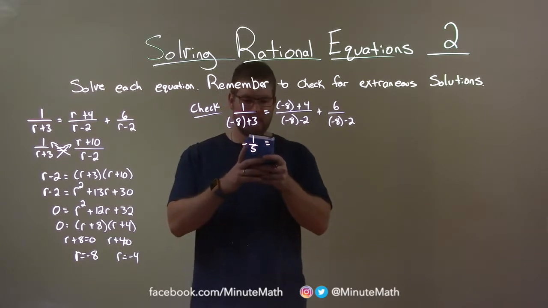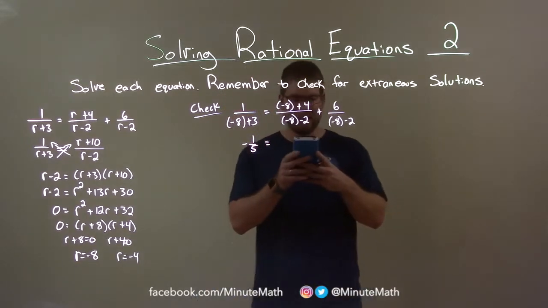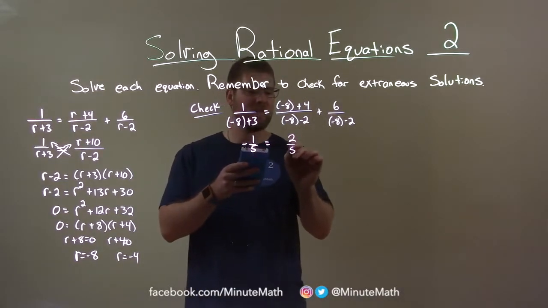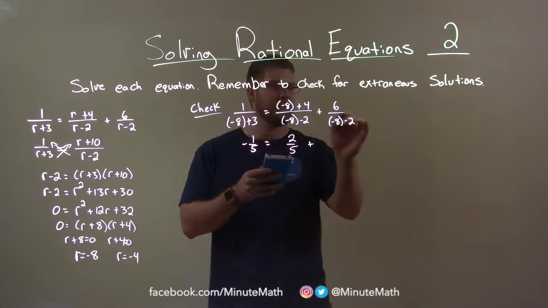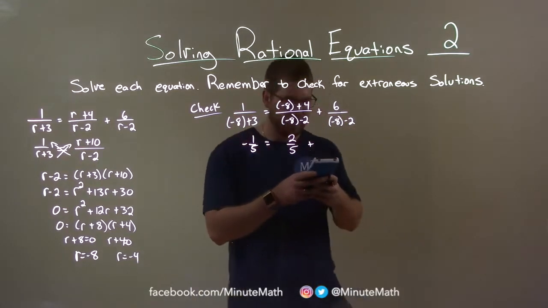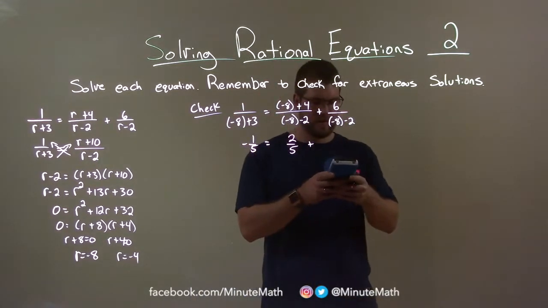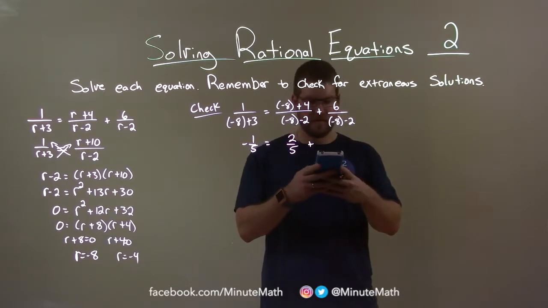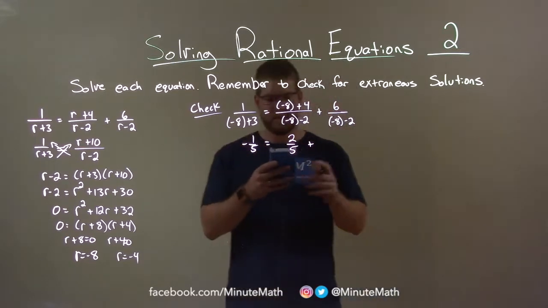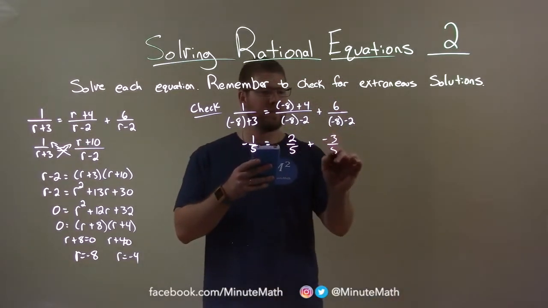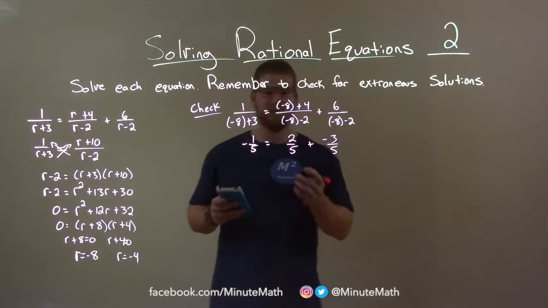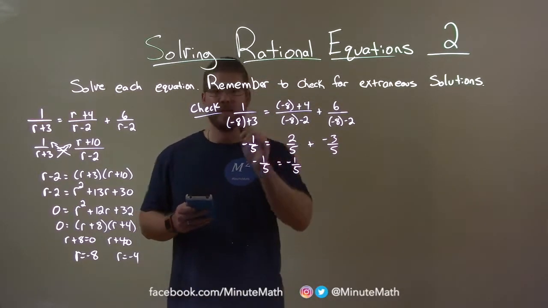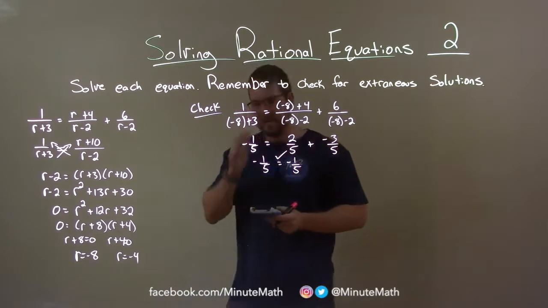That's what I did. I put a 9 instead of a parenthesis. And that fraction is just a 2/5. Looking good so far. 6 divided by, I should put division in there, divided by negative 8 minus 2. And that fraction is a negative 3/5. Well, 2/5 plus a negative 3/5 is a negative 1/5.